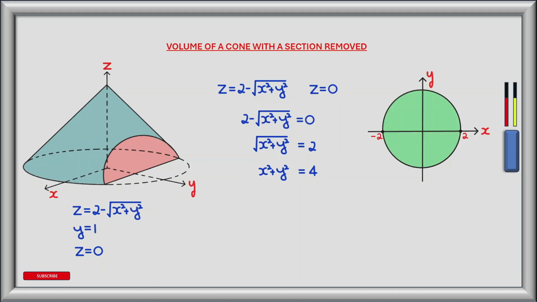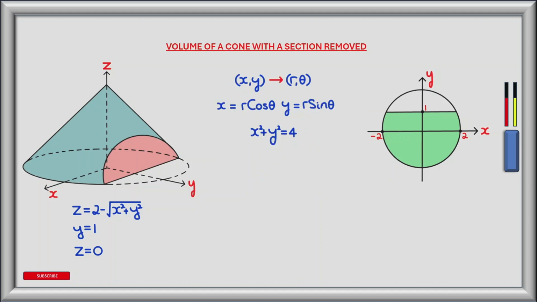Sketching the region in the xy plane, we see it's a circle centered at the origin with a radius of 2. Now, the line defined by y equals 1 cuts this circle, removing a segment. We need to find the area of the remaining region. To do this, we'll convert the circle given by x squared plus y squared equals 4 and the line given by y equals 1 to polar coordinates.